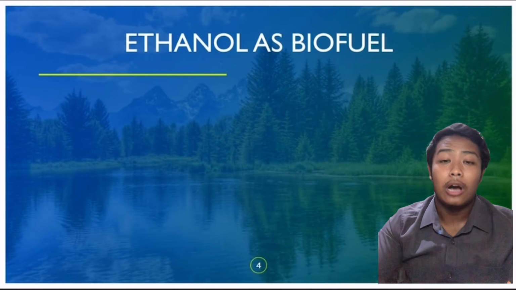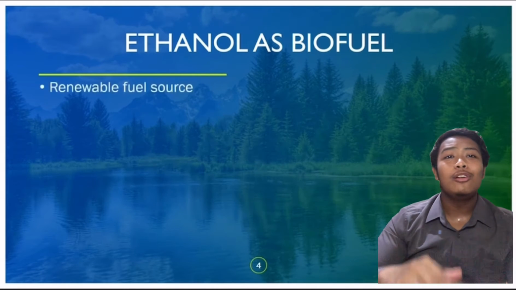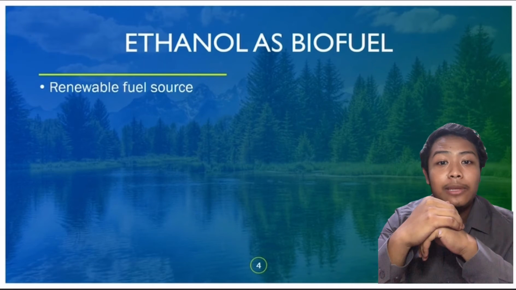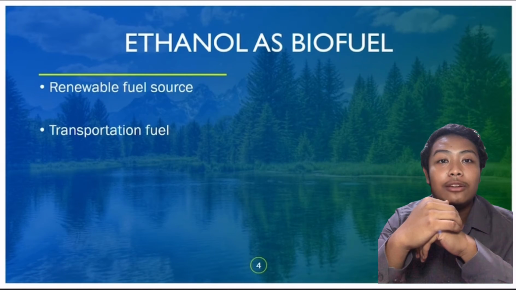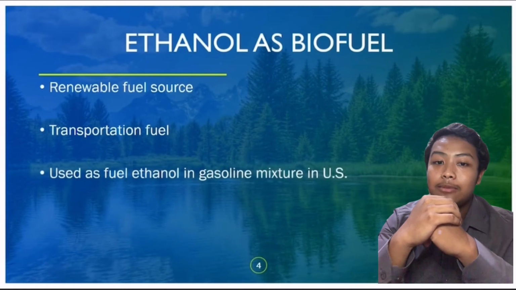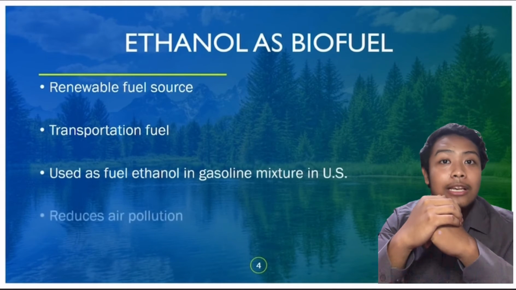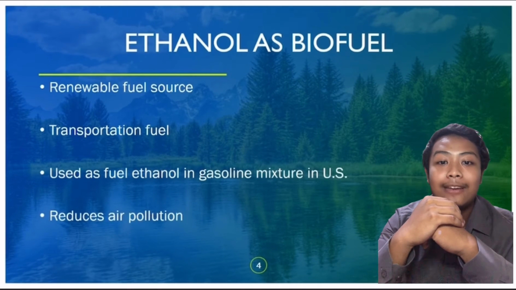So, do you know how ethanol is used as biofuel? Let me explain. Ethanol is a renewable source as it is made from plants. Usually, ethanol is used as transportation fuel. This is because it contains oxygen. This helps the combustion in vehicles' engines to run smoother while also reducing air pollution at the same time.